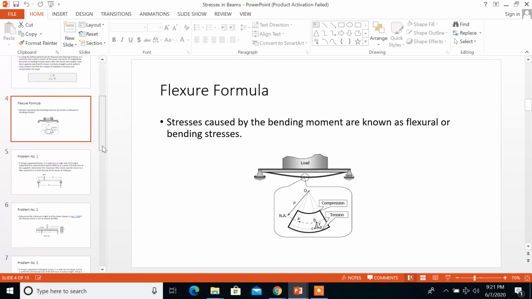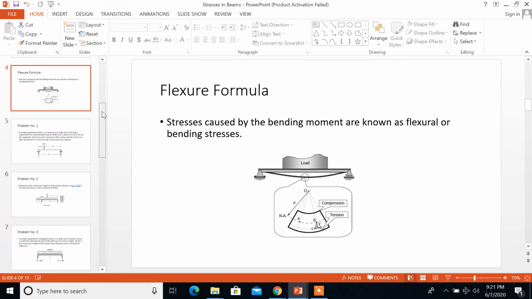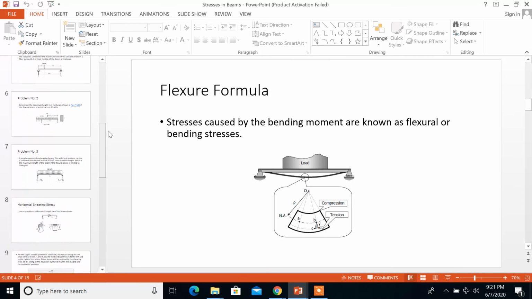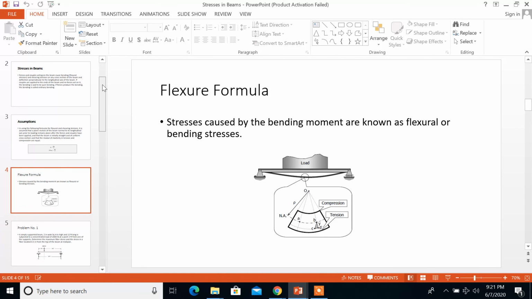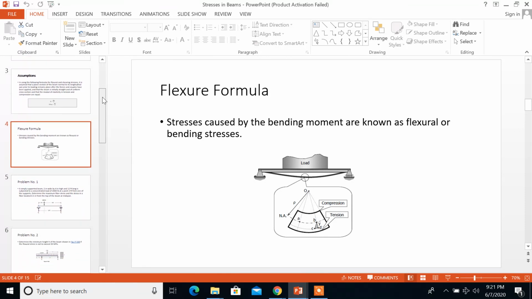So, punta na tayo in example problems on how to determine the stresses in beams or bending stresses.